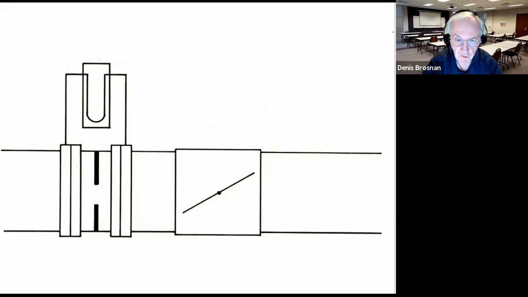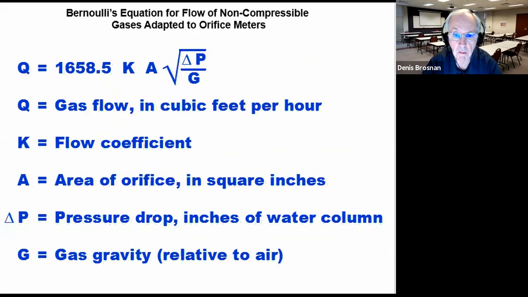Here's another representation. It's about the same thing, maybe not quite as good, but it shows you the high pressure side, low pressure side, with the U-tube manometer here in order to do the measurement, in line with fluid flowing through it. You can calculate the flow using this Bernoulli flow equation.